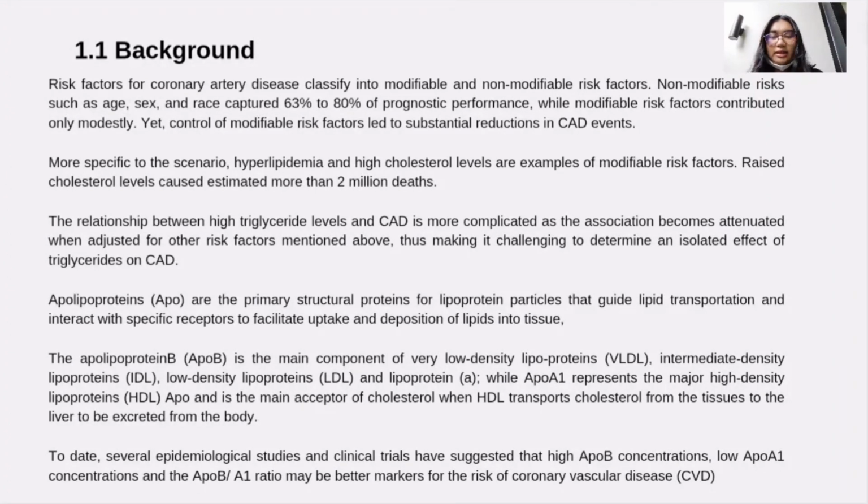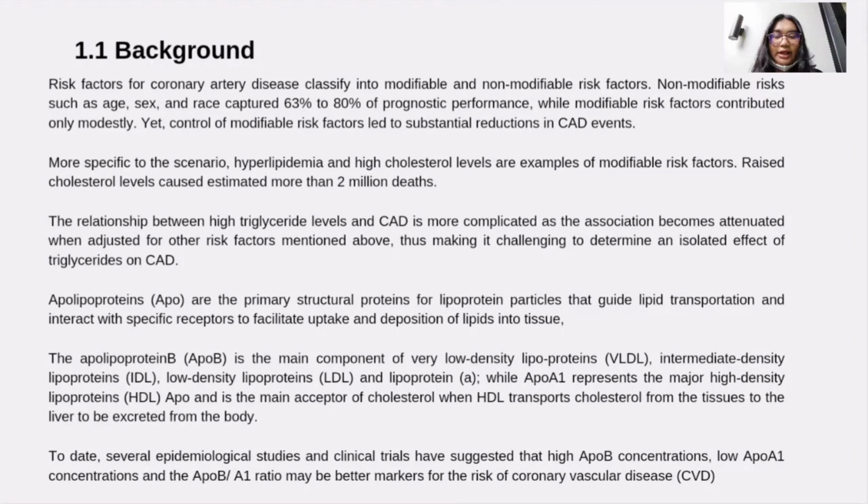The main structural proteins of lipoprotein particles, known as apolipoproteins or APOs, are responsible for directing the transportation of lipids and interacting with particular receptors to promote lipid uptake and deposition into tissue. Apolipoprotein A1 or ApoA1 is responsible for high-density lipoprotein and is the main recipient of cholesterol when HDL transports cholesterol from the tissues to the liver to be discharged from the body.